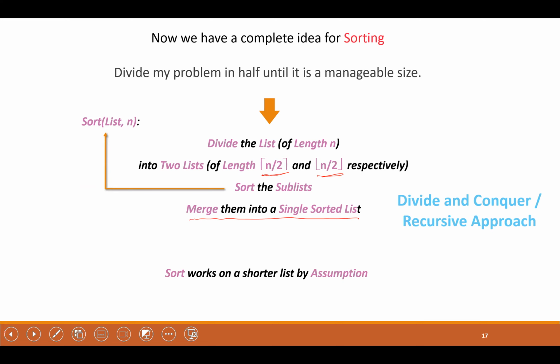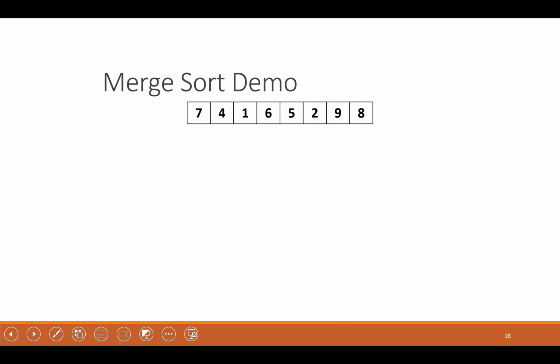I'll go through an example of how it works completely, and then we'll analyze it. Okay, so this is an unsorted list. Let's say we got this as input to our merge sort algorithm. The first thing we do, of course, is divide it into two sublists and then recursively call merge sort on them.